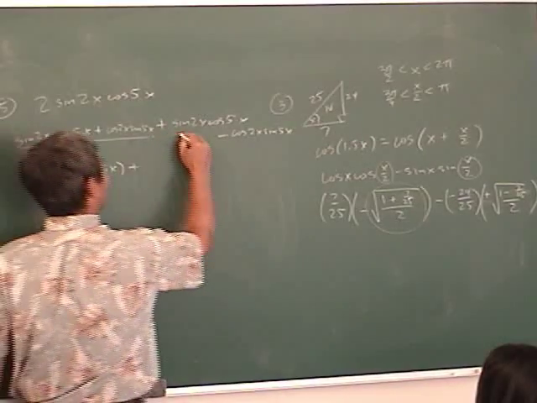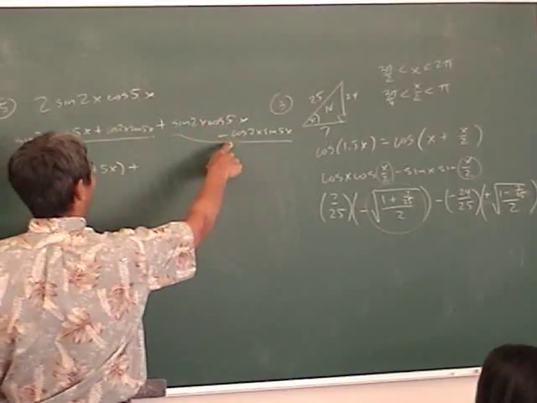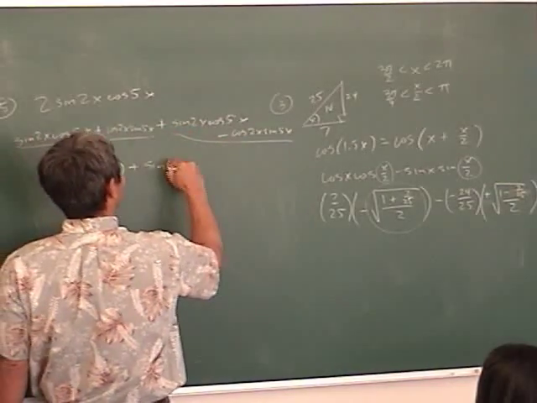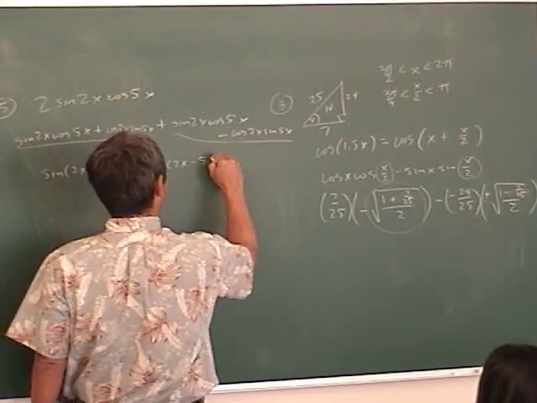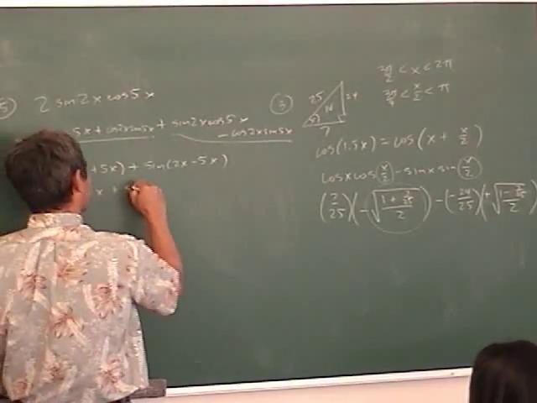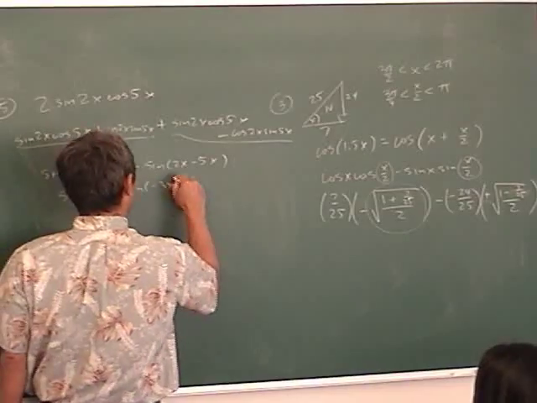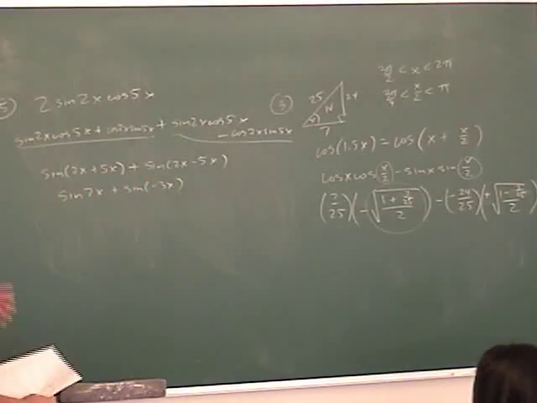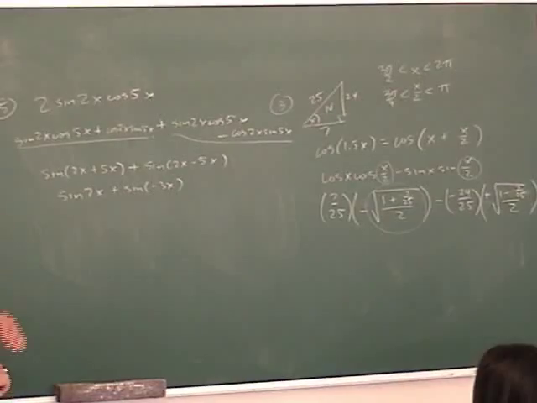That is the sine of 2x plus 5x. And then if you look at the third and fourth terms, you see something. That's the sine of 2x minus 5x. So sine of 7x plus sine of negative 3x. Box that, that's the answer. Well, that's the answer, but it's not simplified.